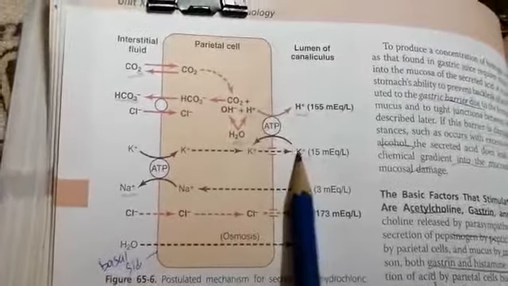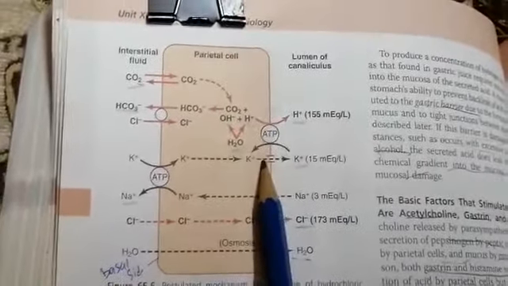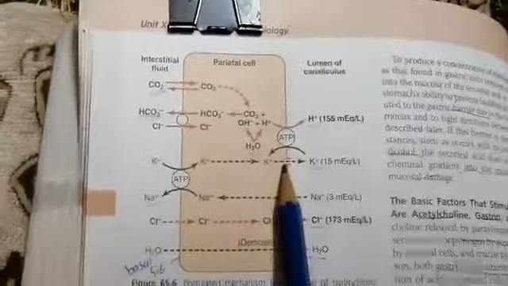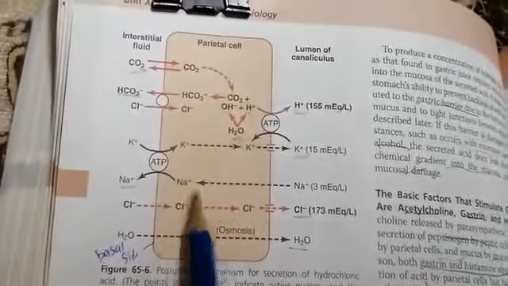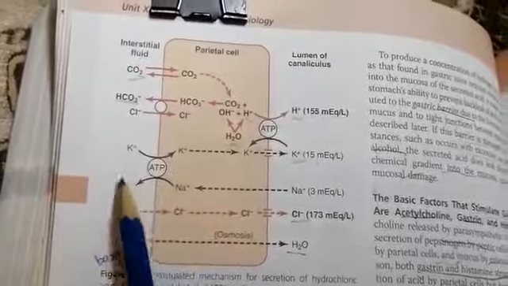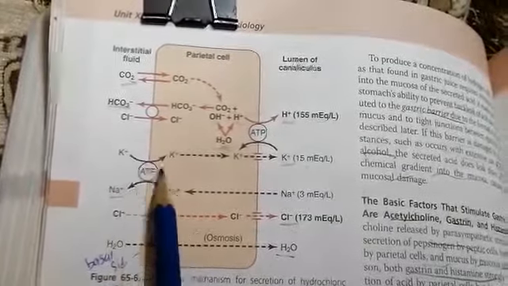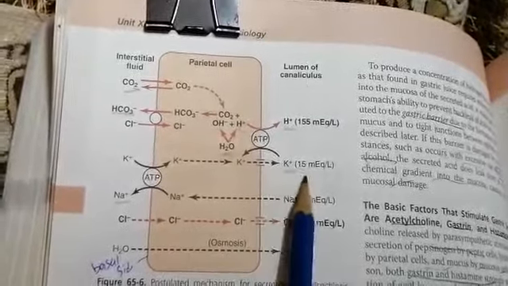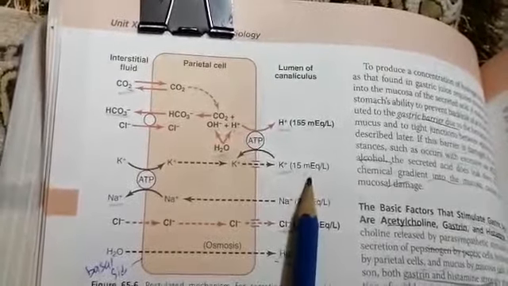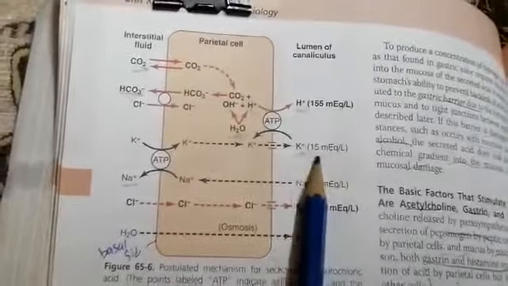The potassium ion that goes inside of the parietal cell gets exchanged with the sodium ion, with the sodium potassium ATPase, which throws the sodium ion outside the cell and 2 potassium ions inside the cell. And somewhat potassium ion is also secreted in the lumen of canaliculus, which is about 15 milliequivalent per liter, but it's very less than the hydrogen ion.